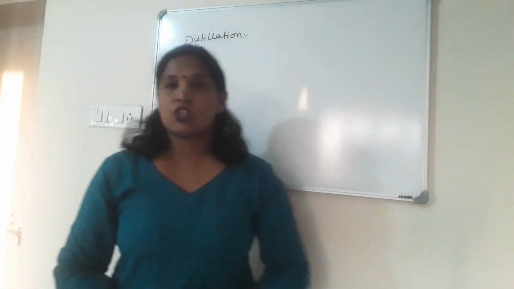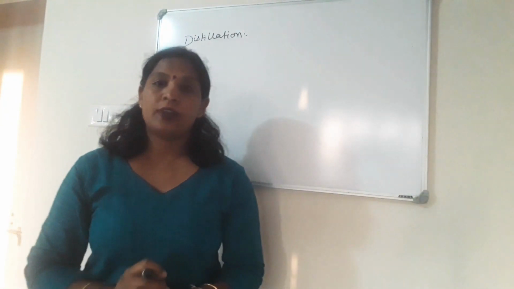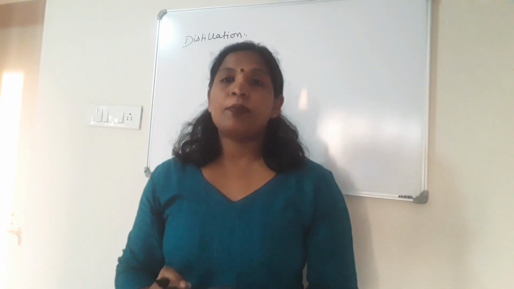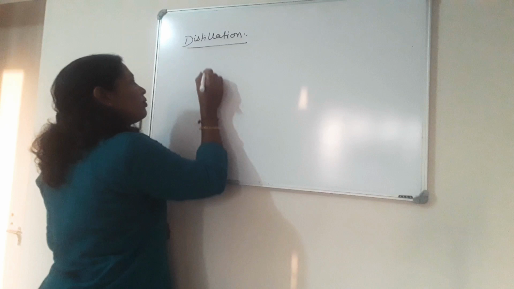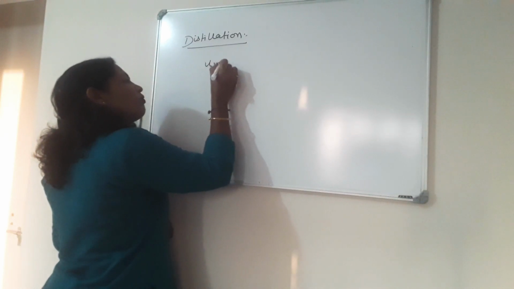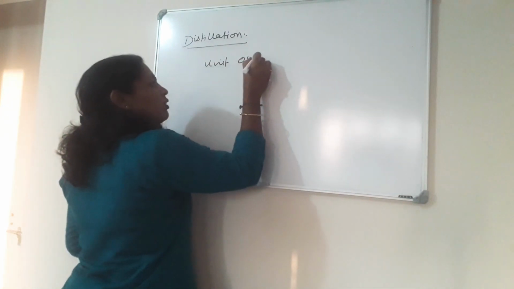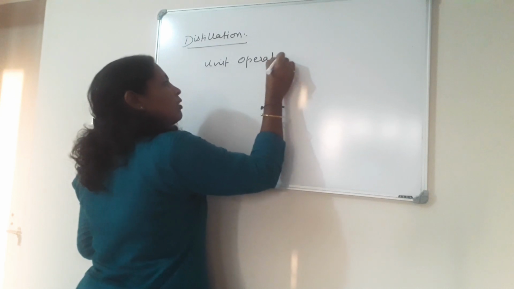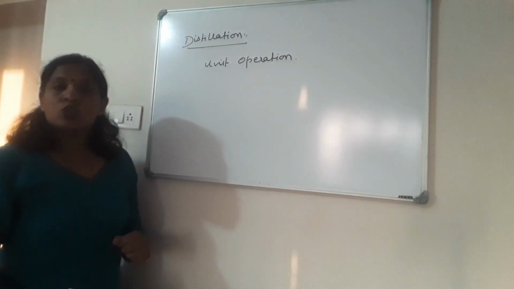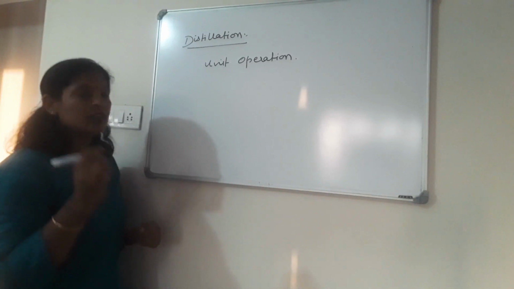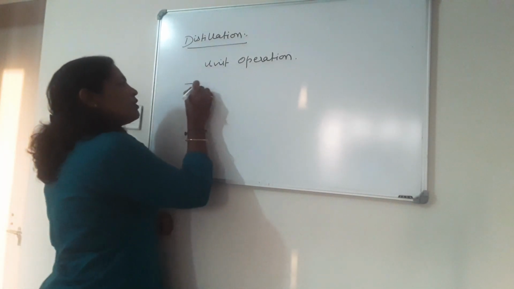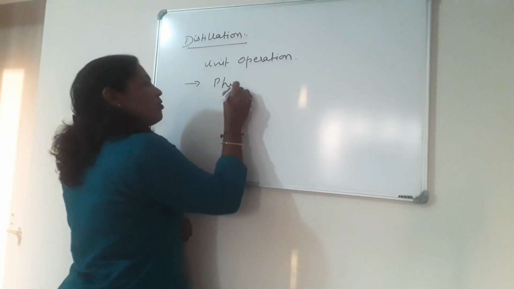So what is distillation? Distillation is a unit operation which is used to separate two liquids according to their boiling point. So what is unit operation? Unit operation is a process in which only physical change takes place.